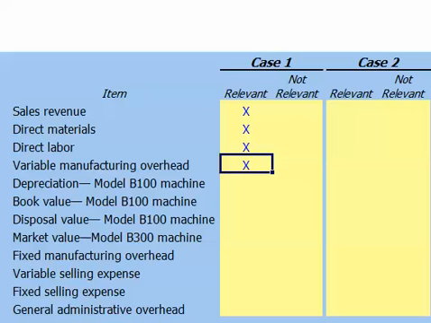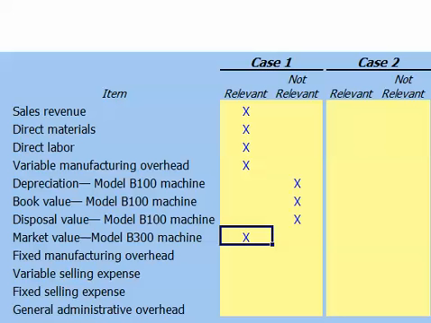Now the depreciation on the old machine, the model B100, is not relevant to our decision because it is a sunk cost and we're going to continue to incur that depreciation whether we purchase the new machine or not. We're going to keep using that old machine. The original cost for the model B100, that's a sunk cost and it's not relevant to our decision. The disposal value for the model B100 isn't relevant for our decision either because we are going to continue to operate the B100 whether we purchased the new machine or not.